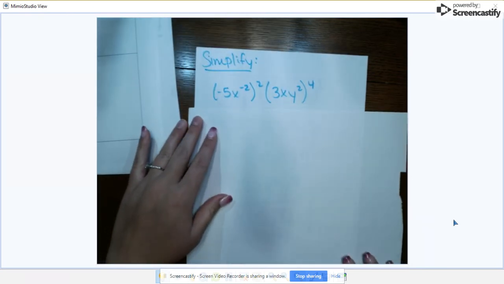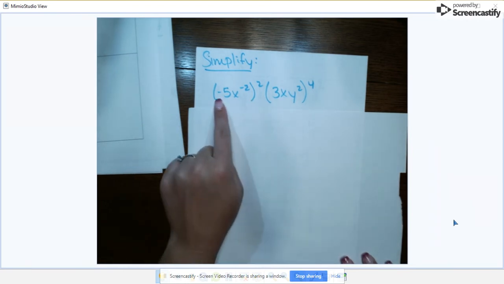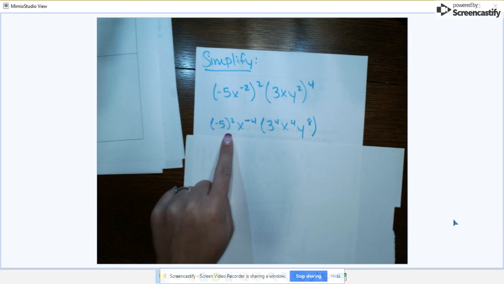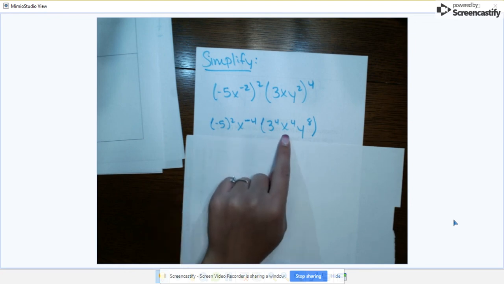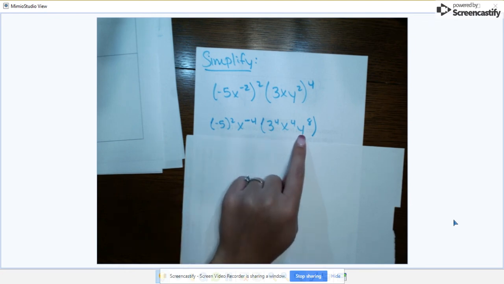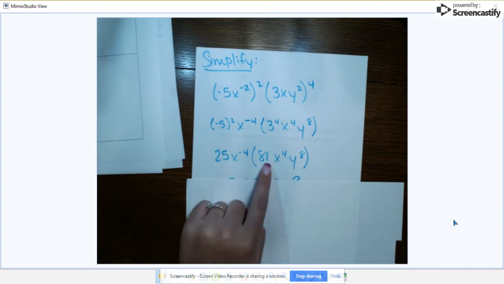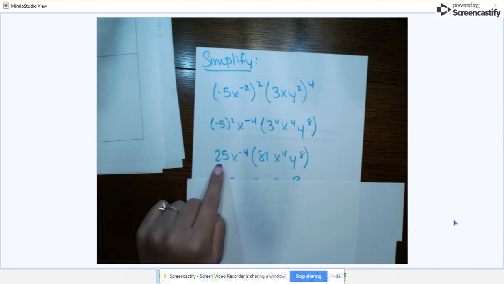Here's quite a few things going on. We're going to start with this left set of parentheses. So negative 5 squared and x to the negative 4th. Then we have 3 to the 4th, x to the 4th, y to the 8th. I always simplify my numbers first, so I have a positive 25x to the negative 4th, and then 3 to the 4th becomes 81. And now this is all product.